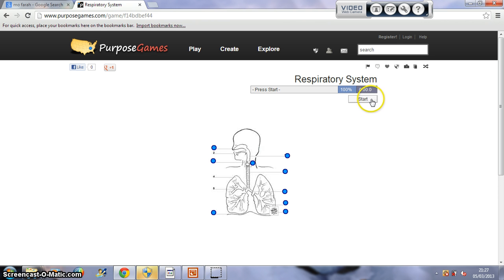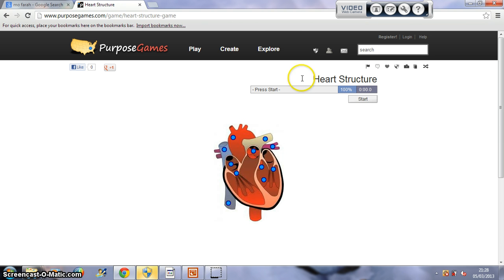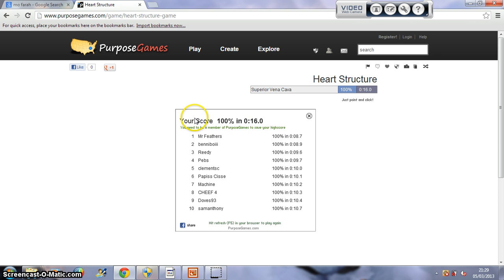To start off with, I'm going to label the respiratory system on Paris Games. And yeah, 100% achieved. And for the next bit, I'm going to label the heart structure again on Paris Games. Start. So yeah, again, 100% achieved.